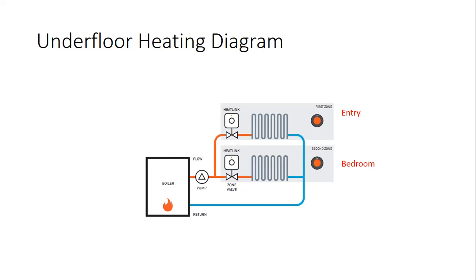If you look into the drawing, you see heat link and heat link. I'm going to replace this heat link with the manifold. So we will have one boiler and one manifold which will be feeding the entry area, and the other manifold which will be feeding bedroom 2 and bathroom.